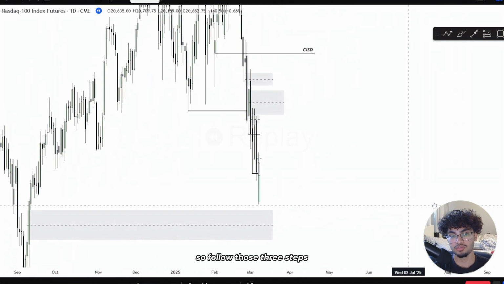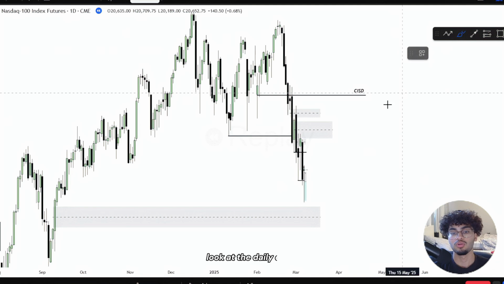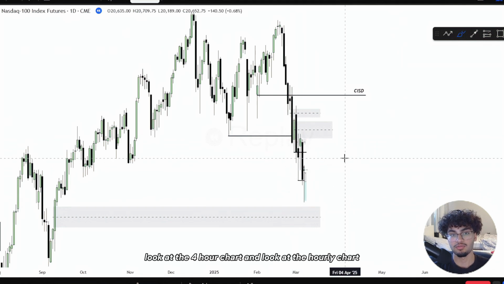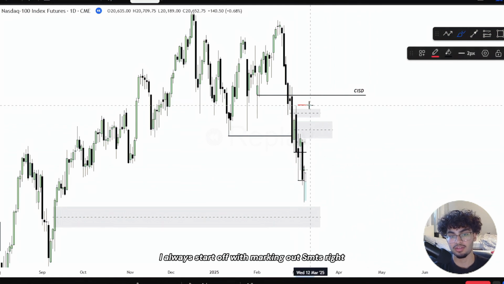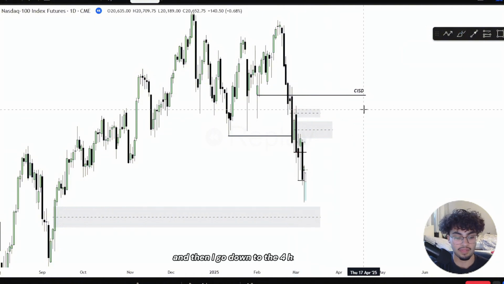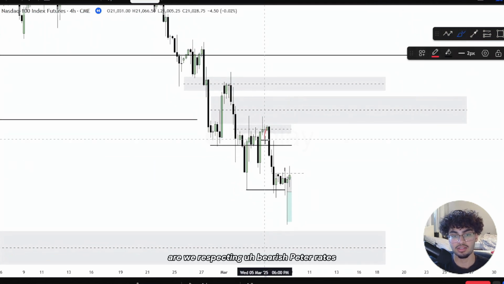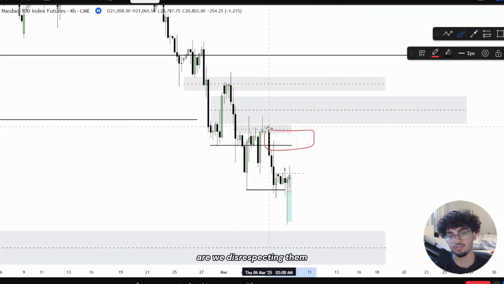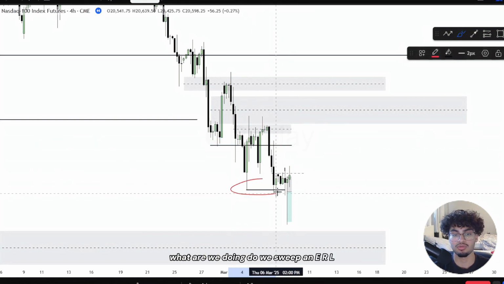So follow those 3 steps, and I do believe you will master daily bias. Look at the daily chart, look at the 4-hour chart, and look at the hourly chart. I always start off with marking out SMTs, right, at previous day high. I mark out the ERL to IRL, and then I go down to the 4-hour chart and do the exact same process. Are we respecting bearish fair value gaps? Are we disrespecting them? Are we tapping into a higher time frame fair value gap? What are we doing? Do we sweep an ERL?